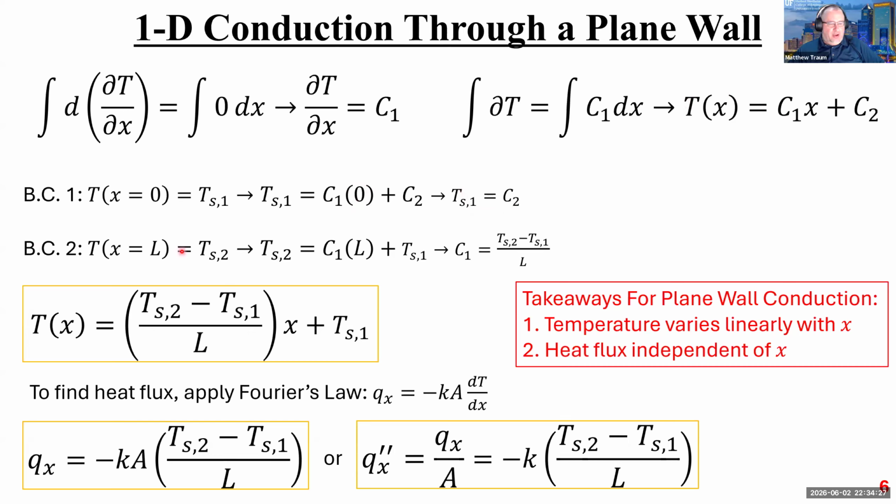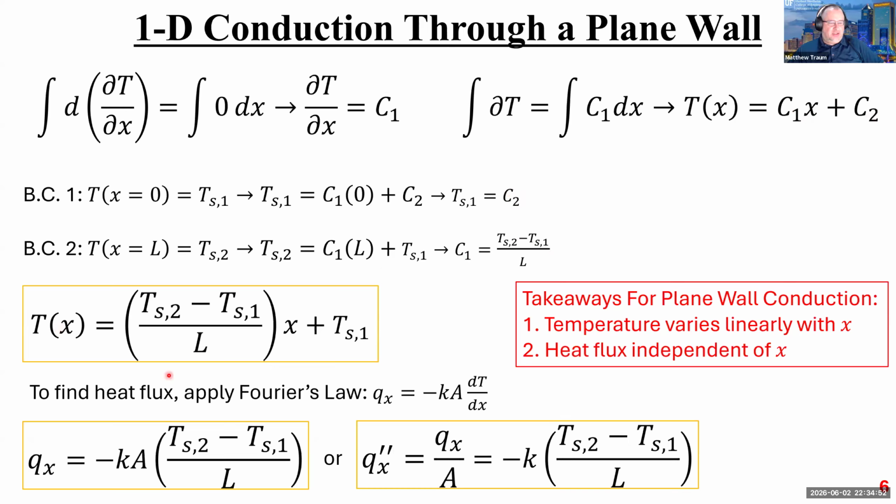And then I plug in my other boundary condition, at x equals L the temperature is T surface 2. So here I'm doing it: I plug in C1 times L plus C2, and remember C2 is T surface 1. And so out pops the expression for C1, which is just T surface 2 minus T surface 1 divided by L. Okay, so now I have C1 and C2.